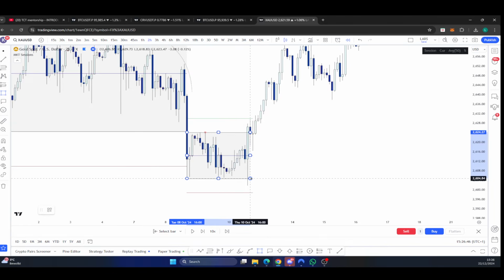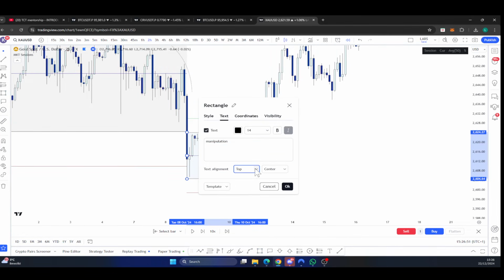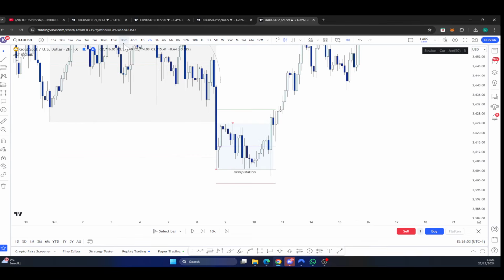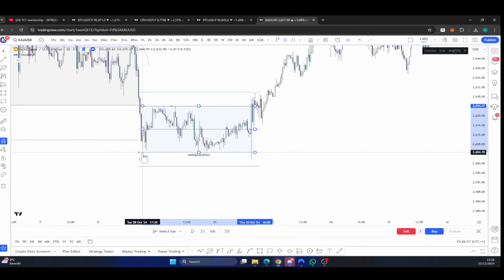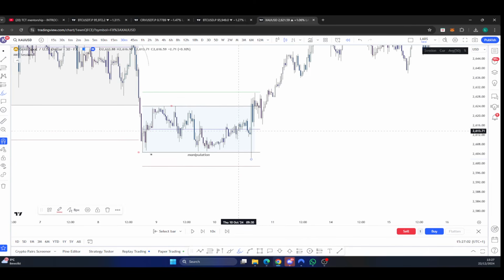Now, what you can see right here is that price on the lower time frame right here, we swept that range low incredibly fast, okay? Swept that range low incredibly fast right here, and then fully reversed back up.